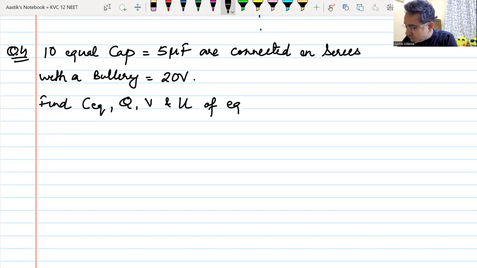Do you understand the meaning of the terms that I've used? Yes or no? Of each capacitor. C equivalent cannot be of each capacitor; C equivalent is the total equivalent capacitance. Q, V, and U, and your time begins now.